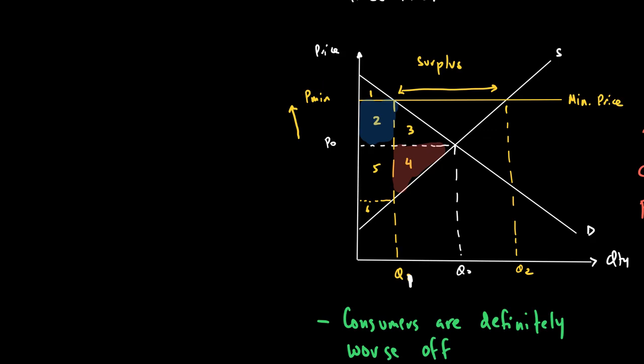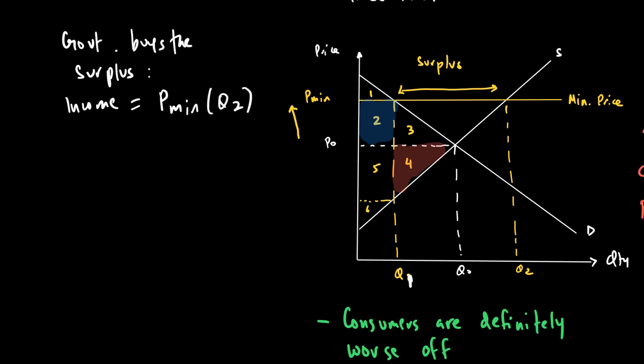If the government decides to buy the surplus, that's good news for producers, because now producers' total income will be P-min times Q2. So producers will get P-min times Q1 from the consumers, while P-min times Q2 minus Q1 will be coming from what we call the government. So total producers' income will go up by Q2 minus Q1 times P-min. So that's great news for producers, because that means that the whole surplus will be bought.